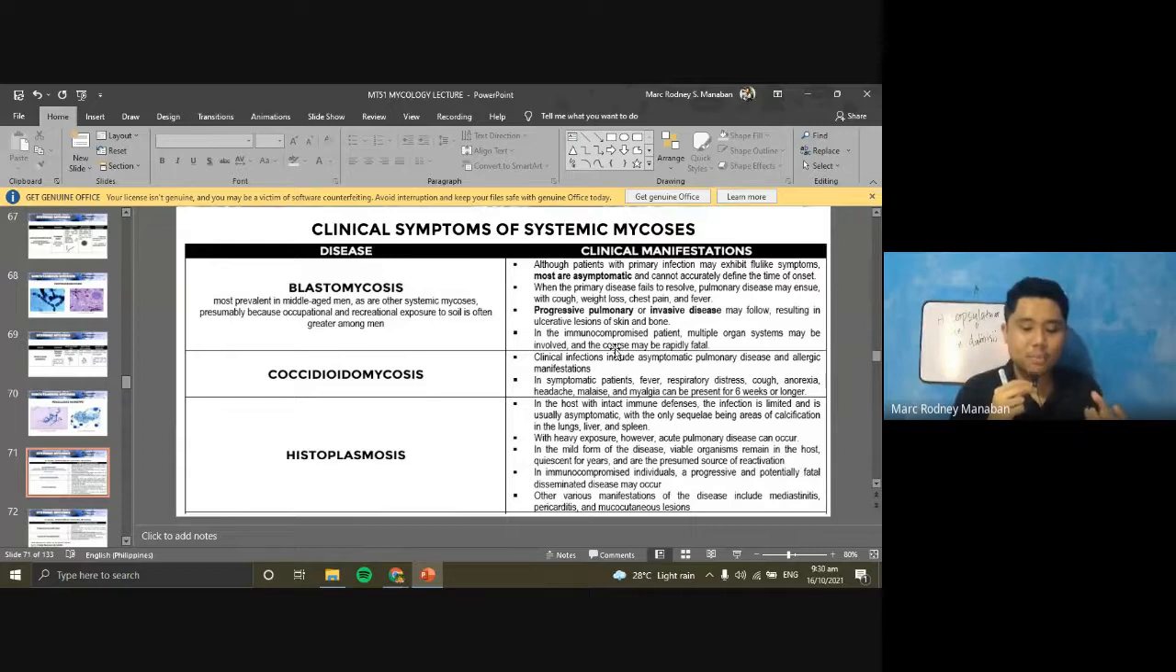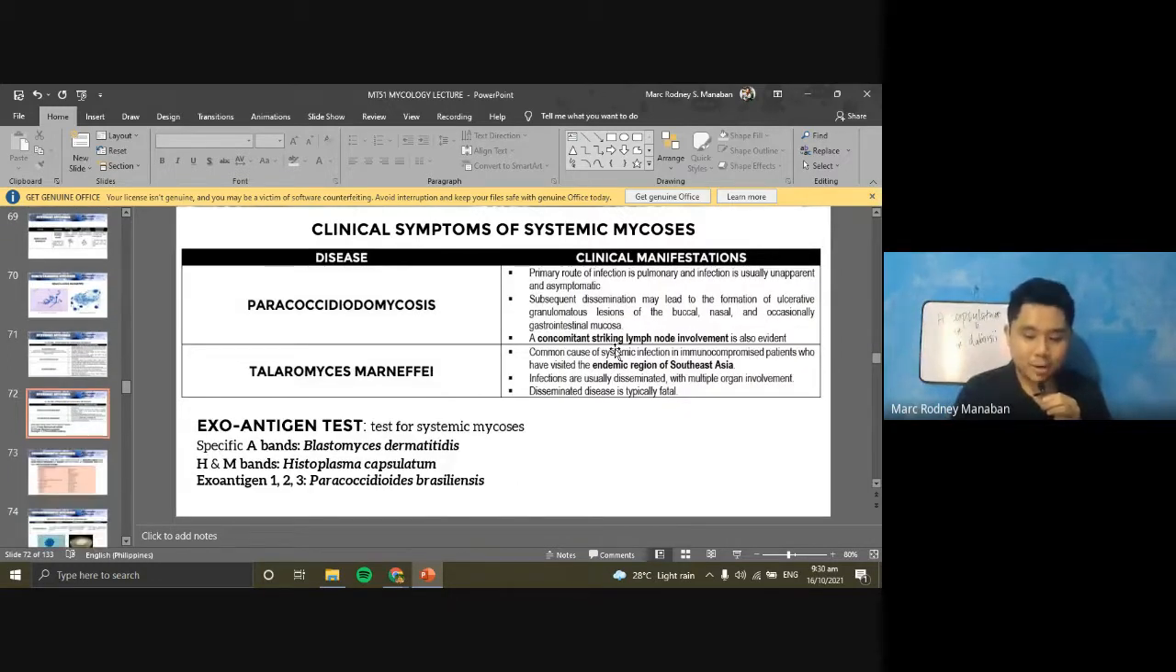Alright. For coccidioidomycosis, histoplasmosis, again, similar agad siya. Pulmonary, no? From there, it will then spread to the other organs, okay? In the body. Alright. So similar also with your paracoccidioidomycosis. There could be, again, pulmonary involvement. It can lead to dissemination to the buccal, mouth, nasal, and occasional GI mucosa. Na mga lesions or granulomatous lesions na ma-form.